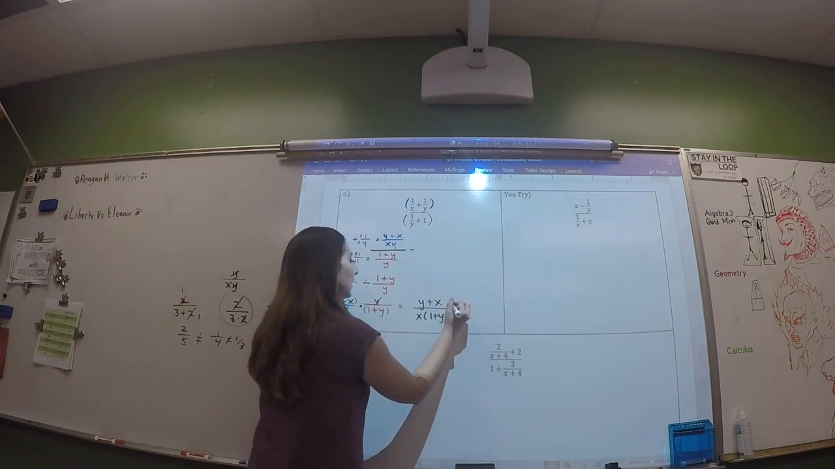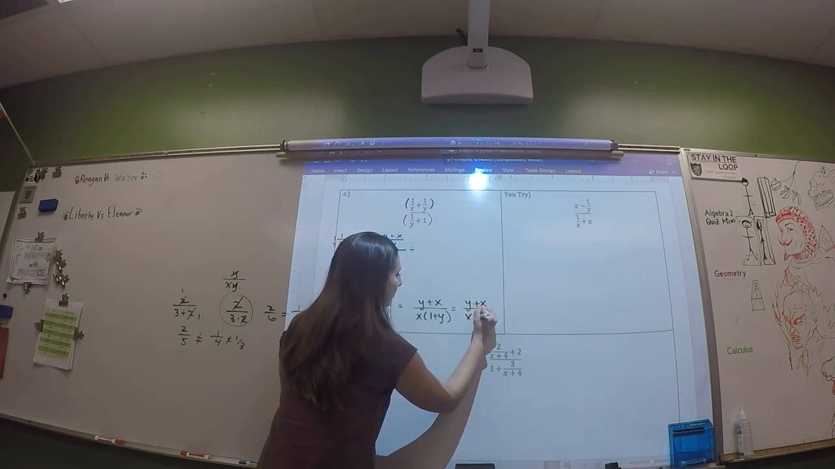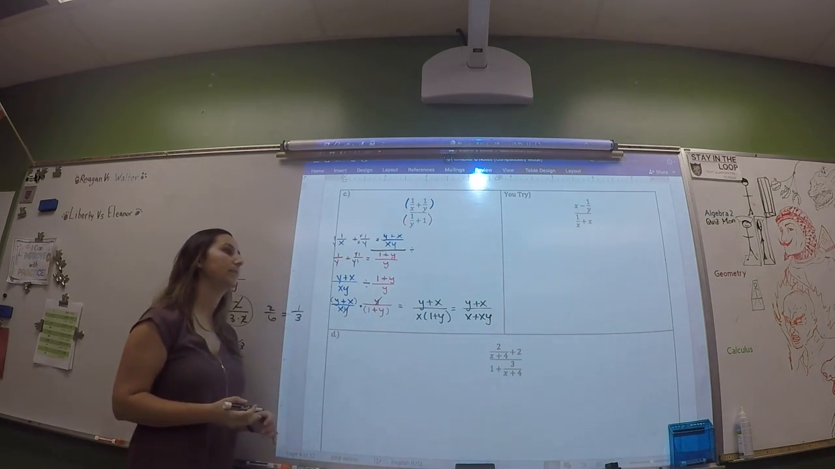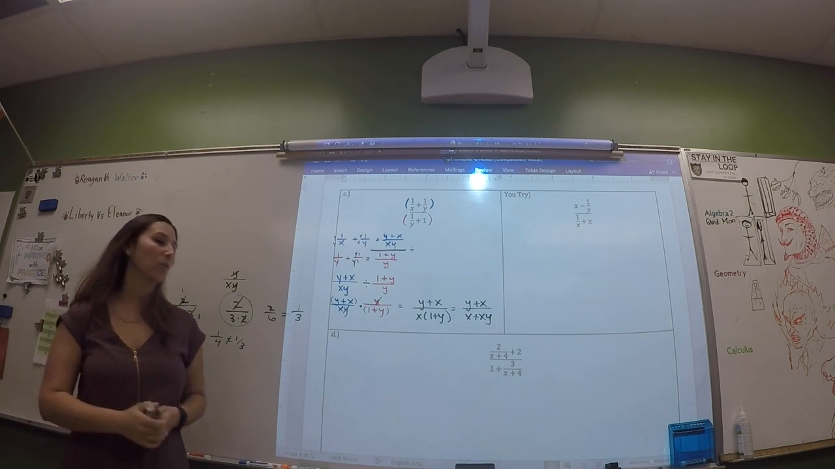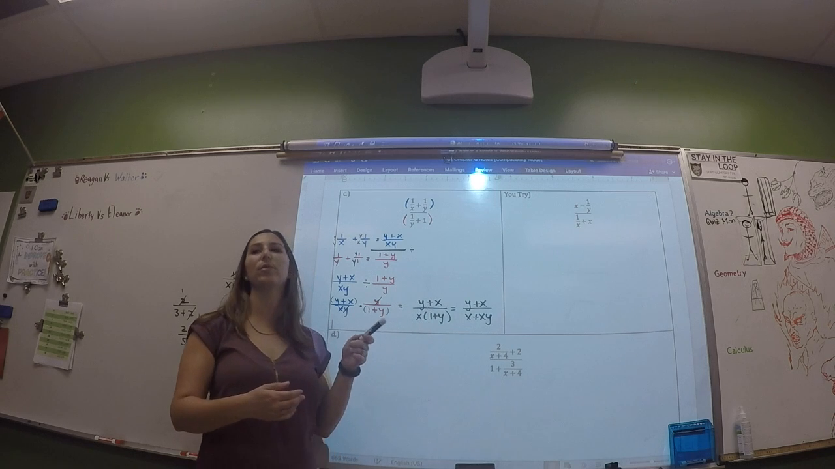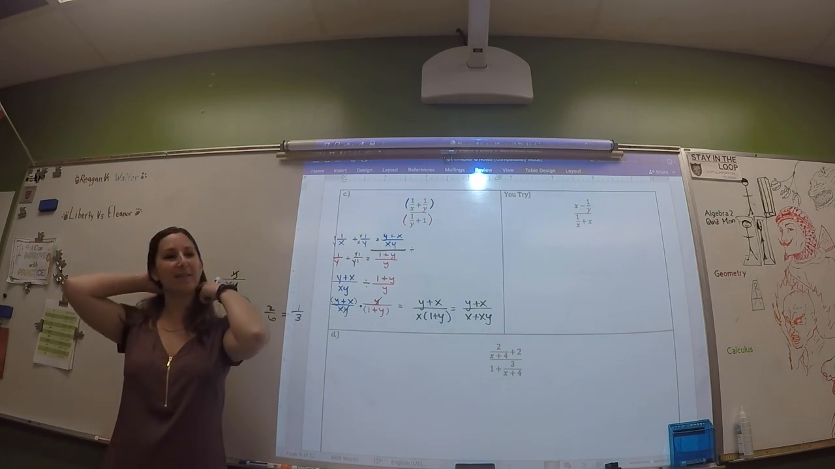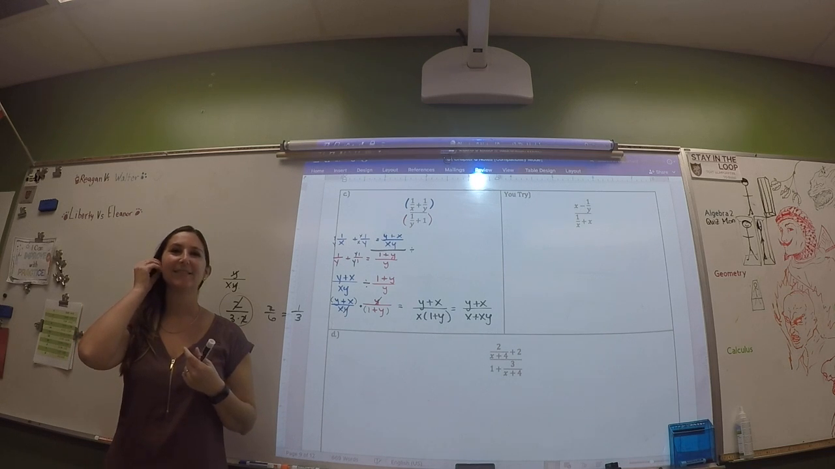If you want to distribute, it's x times y plus x over x plus... and again, we can't cancel the x. Because if we can't factor it out of the numerator, it's not going to cancel.